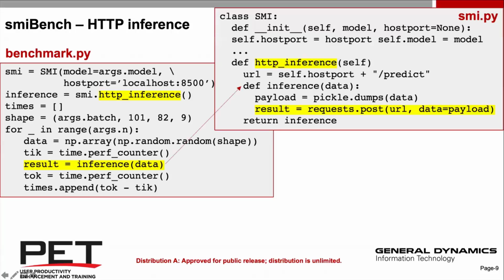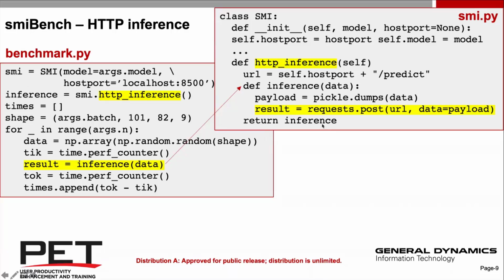We actually have designed a SMI, Surrogate Model Inference class here, with methods for performing inferences using different approaches, such as HTTP, gRPC, or RESP. So no matter what approach we use, we first instantiate the SMI class, and then we define what kind of inference function we want to use.